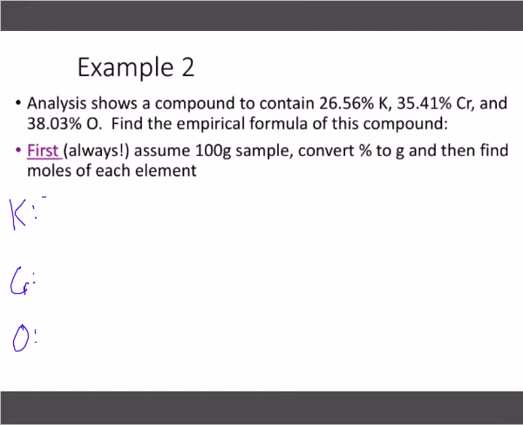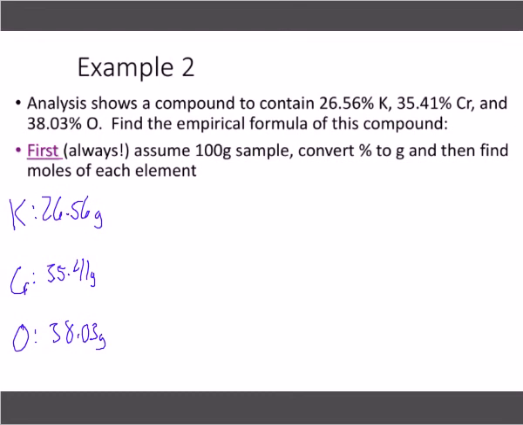All right, so I've got 26.56. Do I really even need to write the percentages down, guys? Absolutely not. So if you want to skip that one step, recognize it in your head and do it in your mind, that, oh, percent just becomes grams. So I'm just going to write it down as grams. So then I've got 35.41 grams of chromium. And then I've got 38.03 grams of oxygen. So we've already done percent to mass.